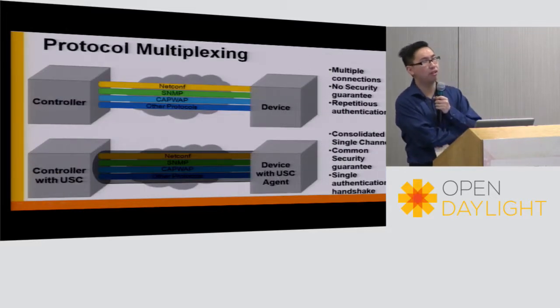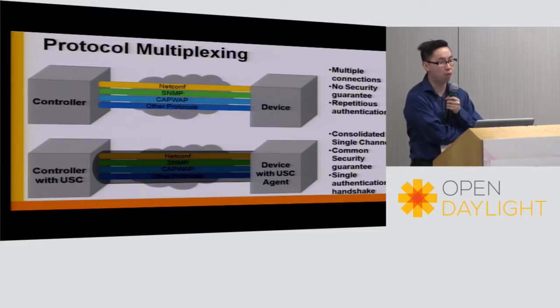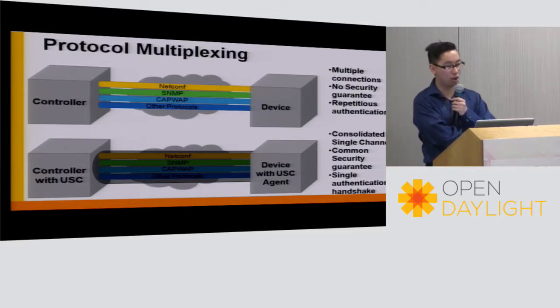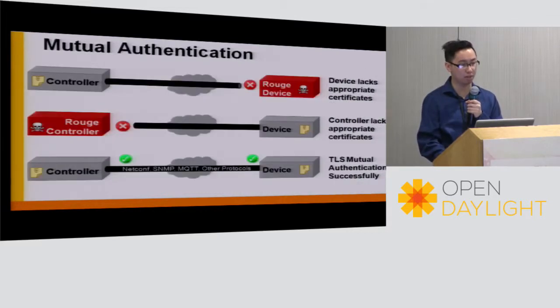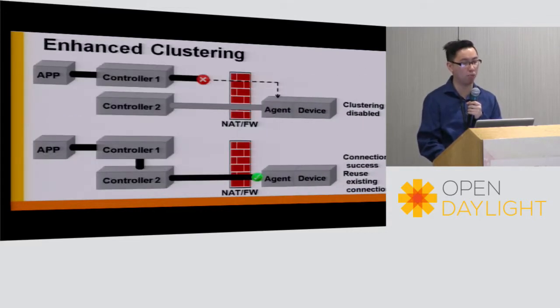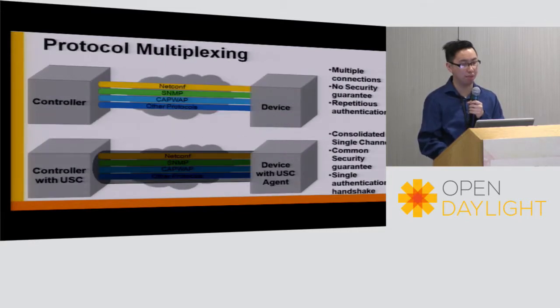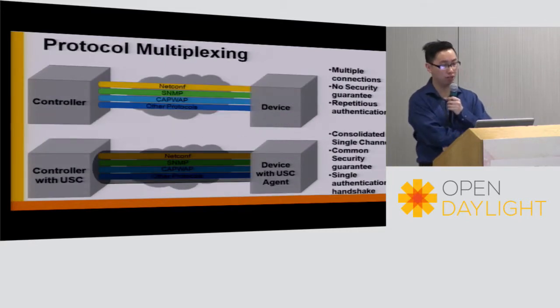So USC offers 4 major features, which I'm going to go into more detail. It offers protocol multiplexing, mutual authentication, call home, and enhanced clustering. And I'm going to go through each of them individually.